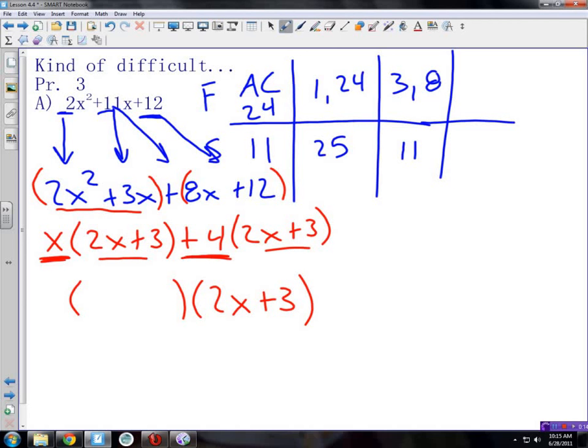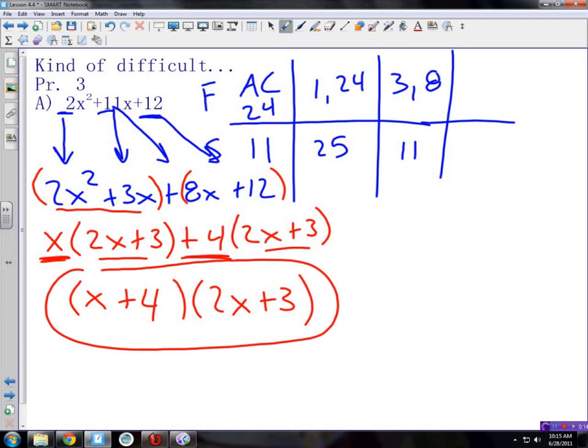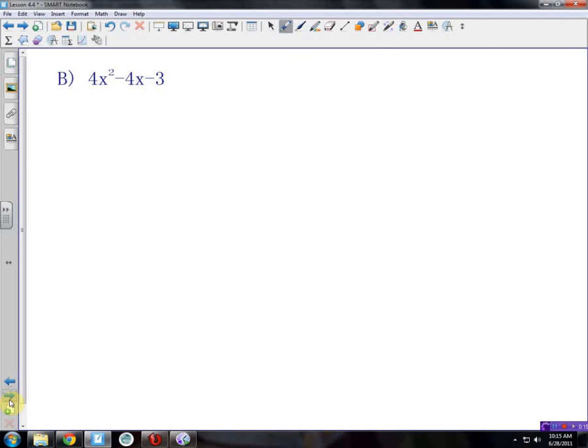So AC. A is 4, C is negative 3, AC is negative 12. My sum needs to be negative 4. So I need 2 numbers that multiply to get negative 12 and add to get negative 4. So we could try out 1 and negative 12. That gives us negative 11, so that doesn't work. How about 2 and negative 6? 2 times negative 6 is negative 12. 2 plus negative 6 is negative 4. I think that's it right there.